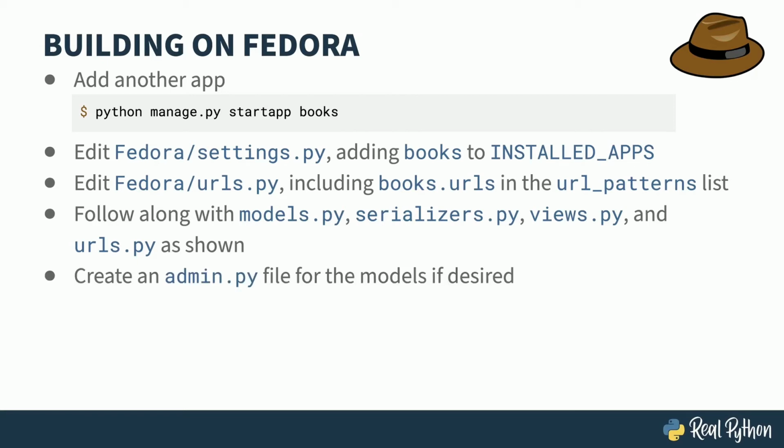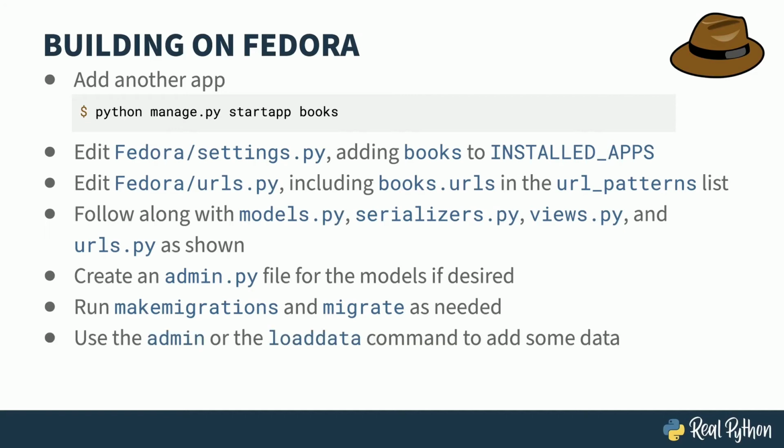Like before, you'll need to create your own admin file or pick one from the supplementing materials if you wish to use the admin to create your data. You'll need to run make migrations and migrate as necessary on the models, and then use the admin or a load data command to get data in so that you can play with the REST content.